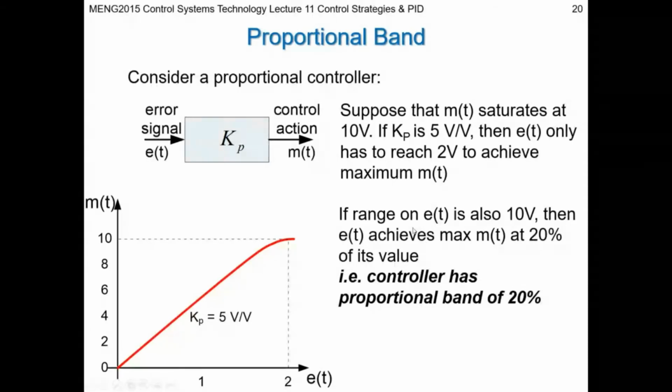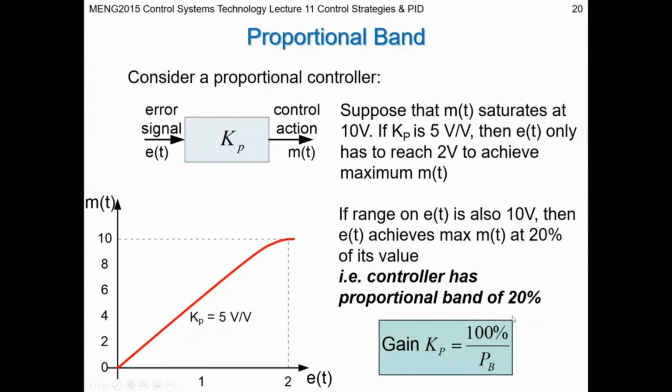So in the situation we're looking at here, if our range on our output is -10 to +10 volts, and our range of our error is -10 to +10 volts, then our error reaches maximum control action saturation at 20% of its value. So we say the controller has a proportional band of 20%.